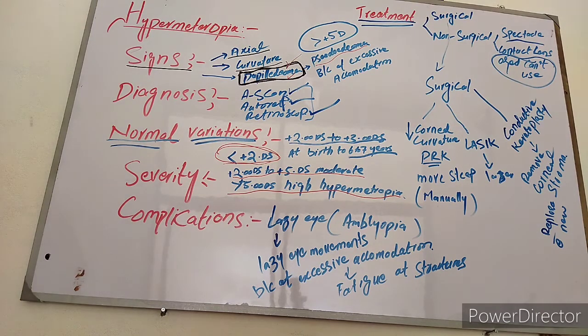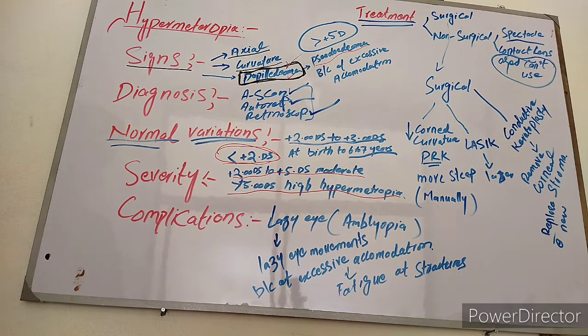Second one is surgical treatment. How can we treat hypermetropia surgically? There are 3 procedures for the surgical treatment of hypermetropia. You have to listen carefully to these procedures. First procedure, here we change the curvature of the cornea. This is called PRK, photorefractive keratectomy. We make the curvature of the cornea steeper.